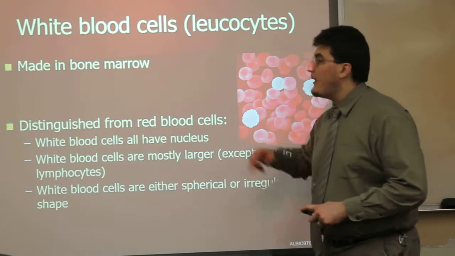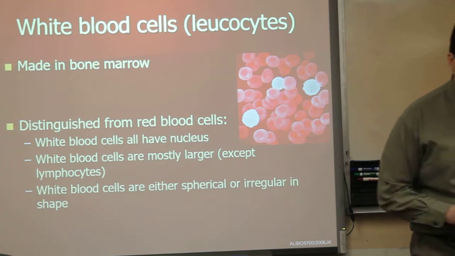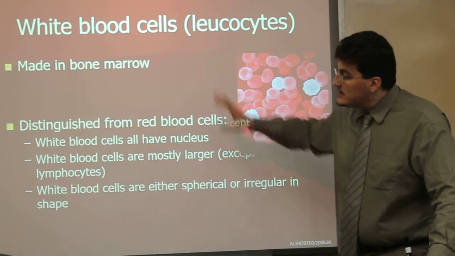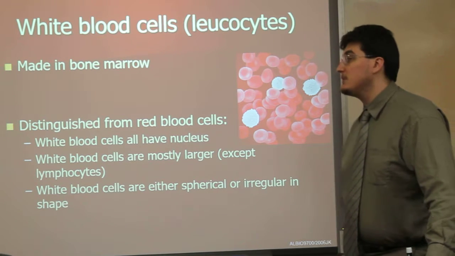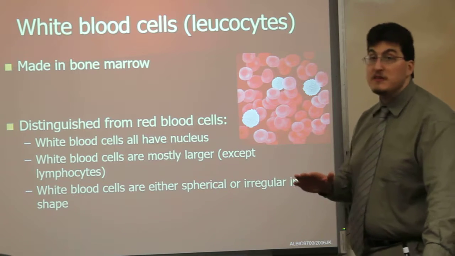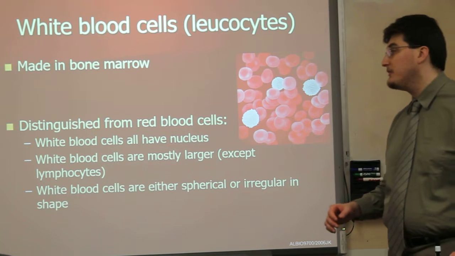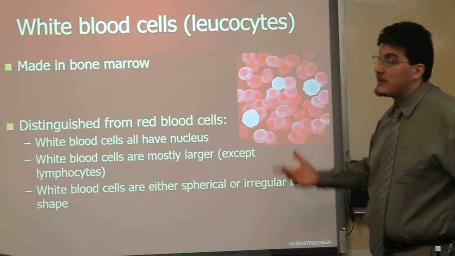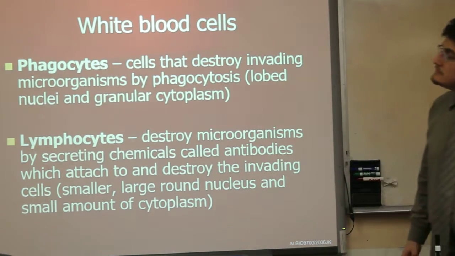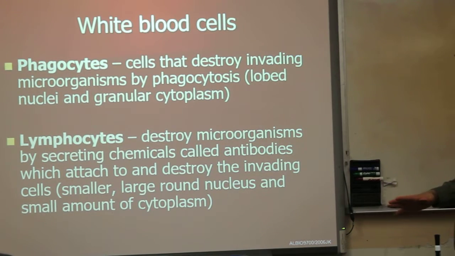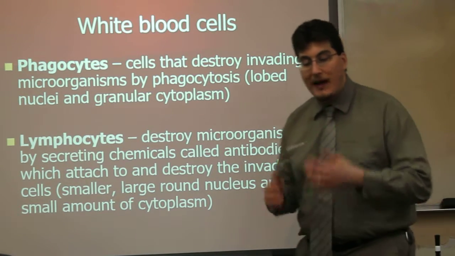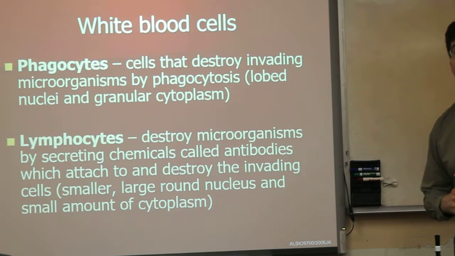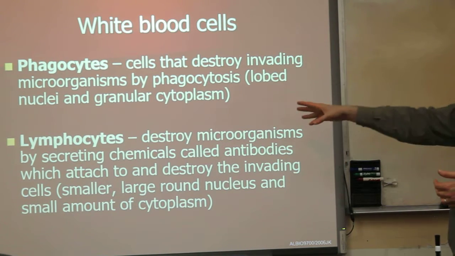All right. Now, white blood cells are also made in the bone marrow from the same hematopoietic stem cells. They are very different from red blood cells in that they do have a nucleus. They are mostly larger. Lymphocytes are around the same size as red blood cells. But white blood cells tend to either be spherical in shape or irregular. Now, we can break down white blood cells in that hematopoietic sense by granulocytes and agranulocytes, as I showed you, or we can break them down by their function, by phagocytes or by lymphocytes.